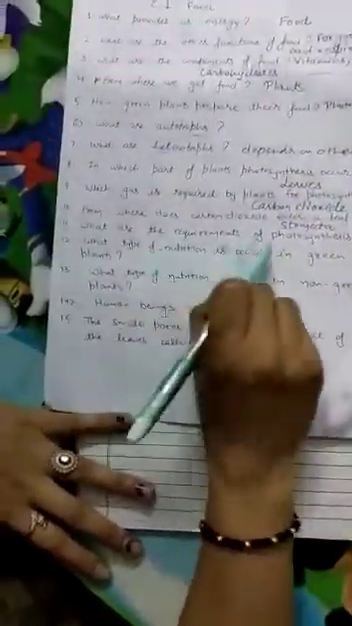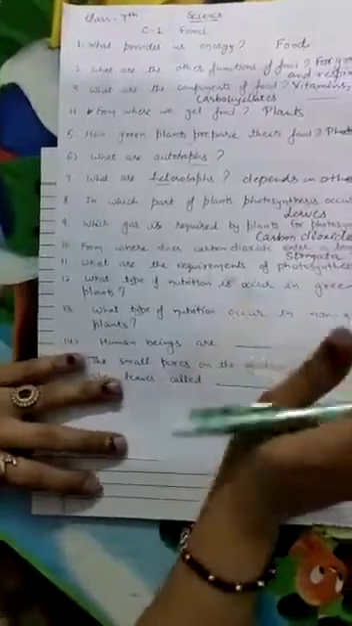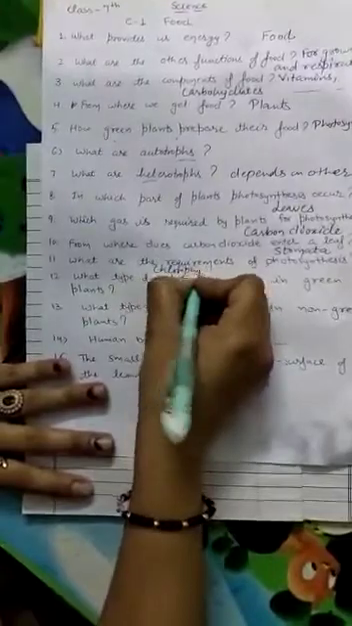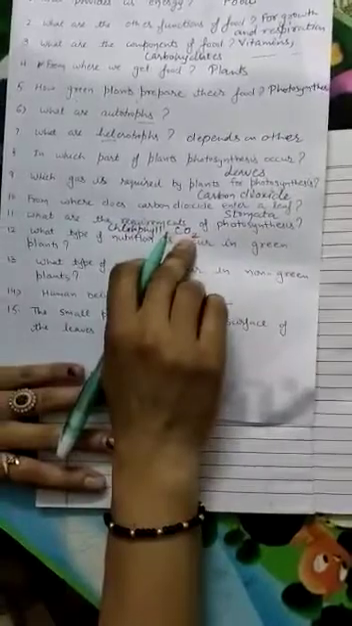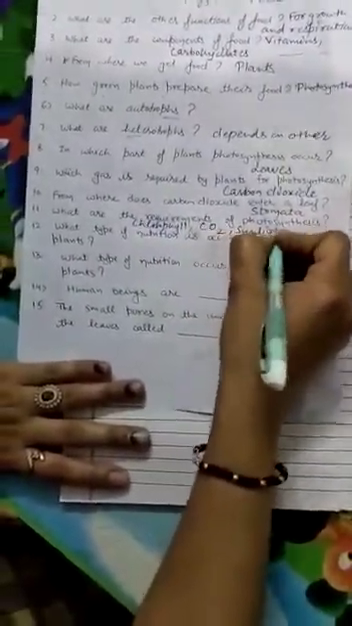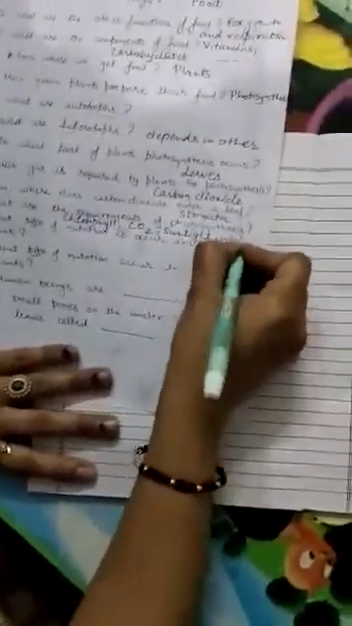What are the requirements for photosynthesis? Plants want four things to prepare their food. One thing is chlorophyll. The second thing is carbon dioxide, CO2. The third thing is sunlight. And the last thing is water. These four things are required by the plants for photosynthesis.